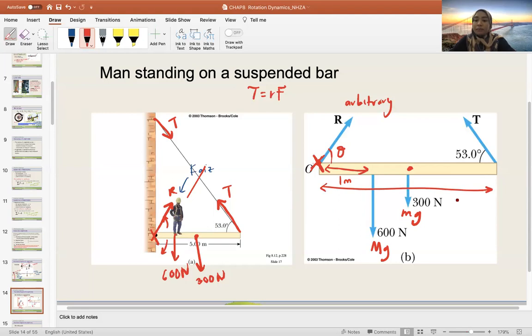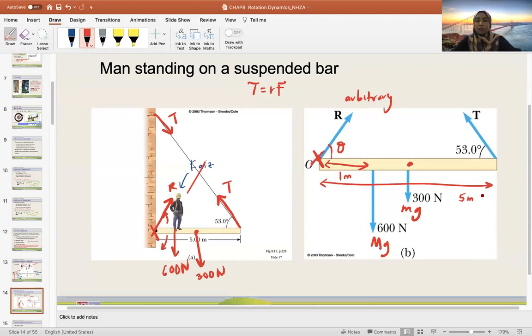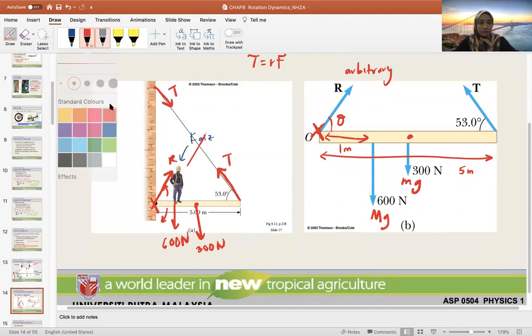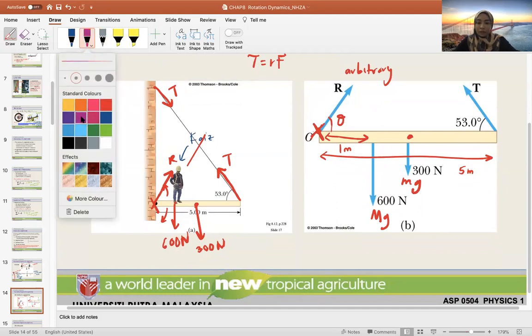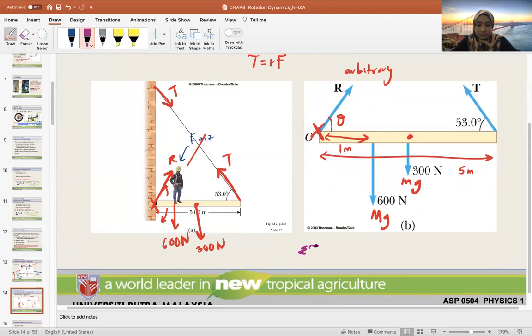Okay, same as the net torque earlier. Now our equation becomes, let's use a different color. Our net torque comes, okay, so what is the length to the axis of rotation of R? Can anyone tell me? Can anyone tell me what is the length of reaction force to the axis of rotation? No one?